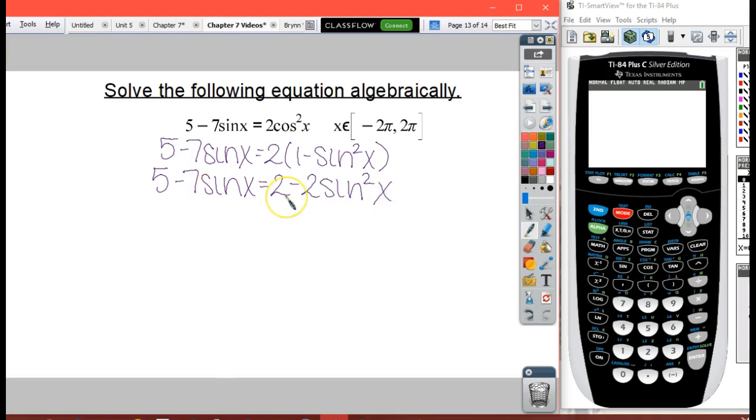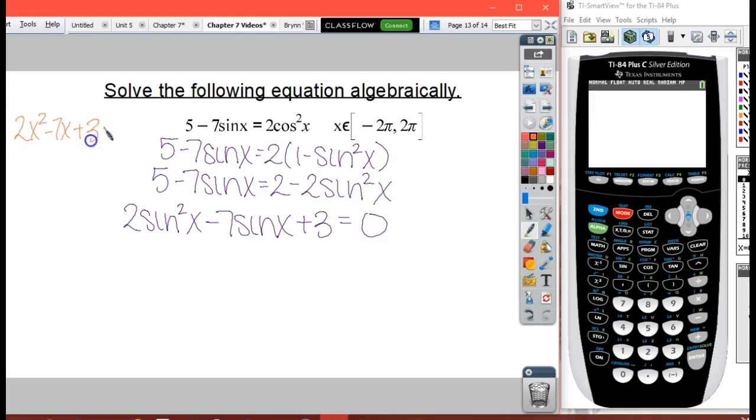So now it kind of resembles a quadratic equation. I'm going to rewrite everything to one side, and I want this sine squared to be positive to make it easier to factor. So I'm going to add the 2 sine squared over. I'm then just going to bring down this negative sine of x, unchanged. And when I subtract this 2 over from the 5, I'm going to end up getting a positive 3. Now you can think of this quadratic equation as being similar to 2x squared minus 7x plus 3 equals 0.